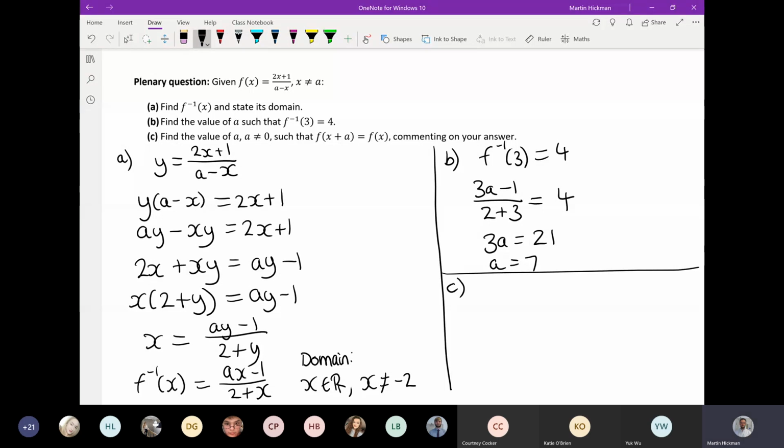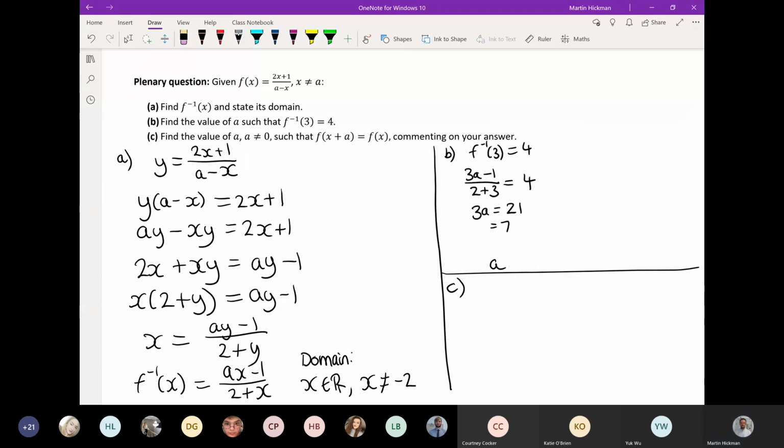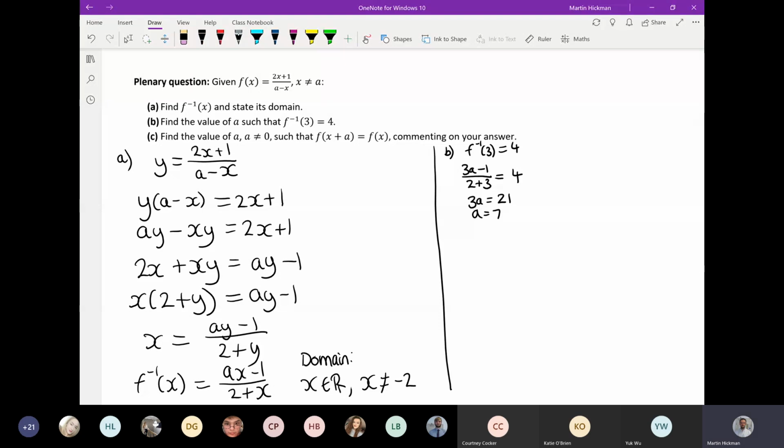For part C, find the value of a, where a does not equal 0, such that f of x plus a equals f of x. So this is just a bit of algebra here. I'm just going to make this a little bit smaller, a bit more room for this one.